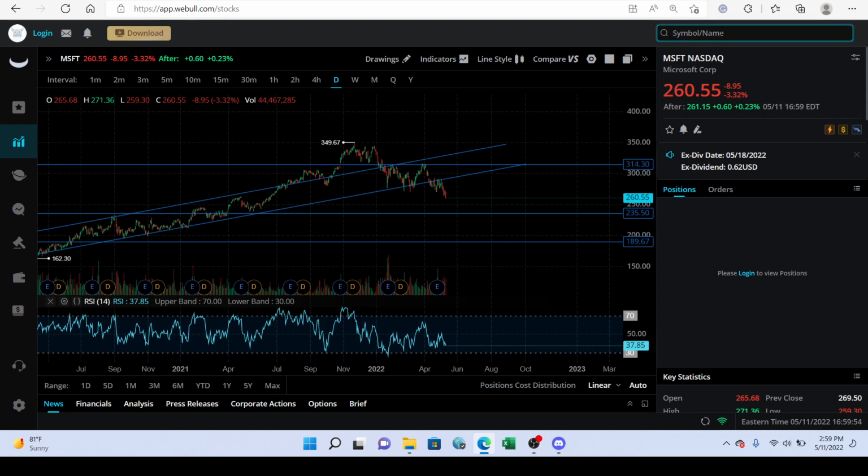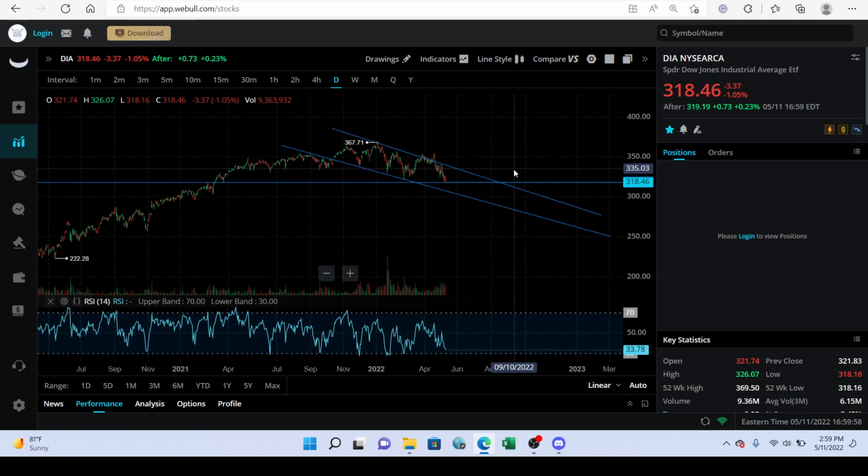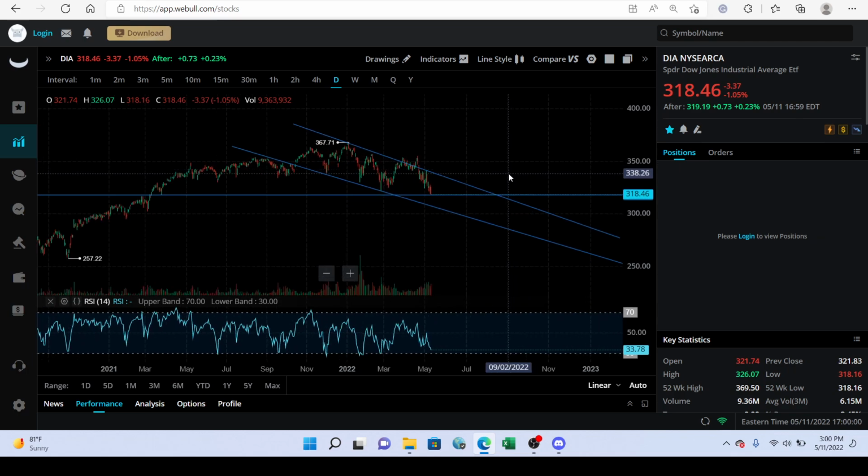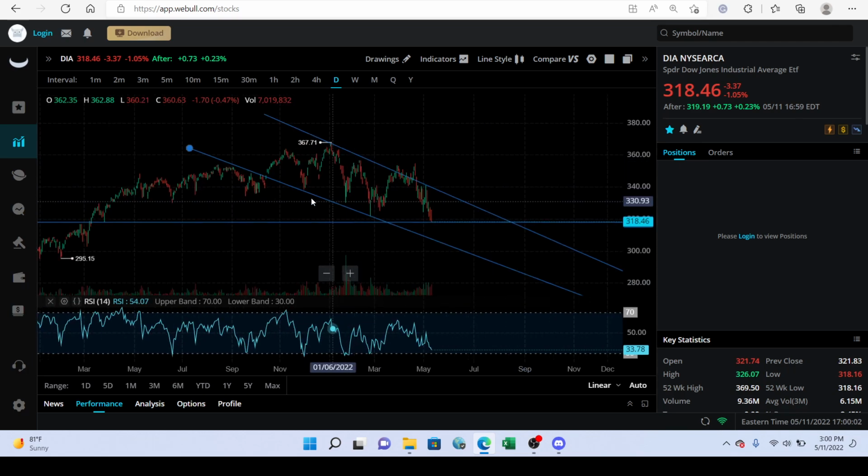Look at DIA, which is the Dow. Now the Dow to me is a little bit more worrisome because look, we have the same trend line and we bounced off it the last 3 times. But look at where this trend line is. It's all the way down here at 307. We have quite a ways to fall if we're actually going to hit this bottom trend line, which is the trend line that triggers these rallies. So to me, this is what worries me a little bit.